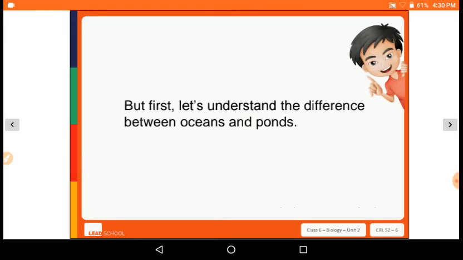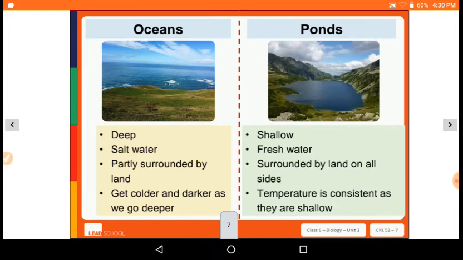But first let us understand the difference between ocean and ponds. What is the difference between the two? Let us understand. Oceans are deep, whereas ponds are shallow. In the ocean there is salt water, and in ponds there is fresh water.